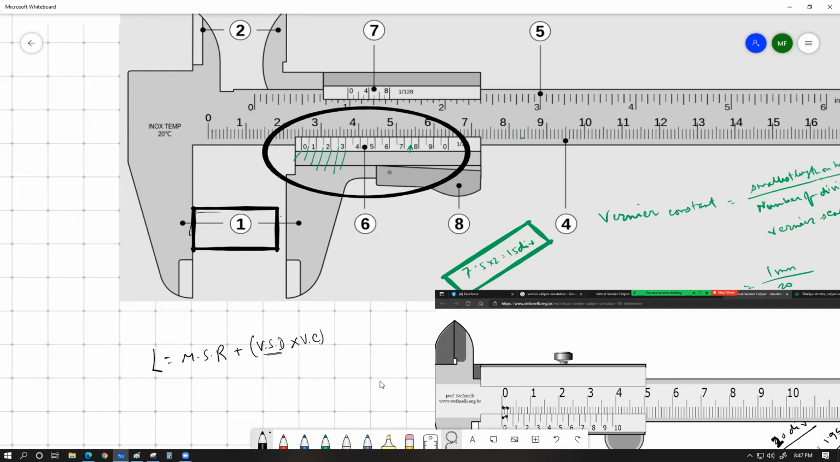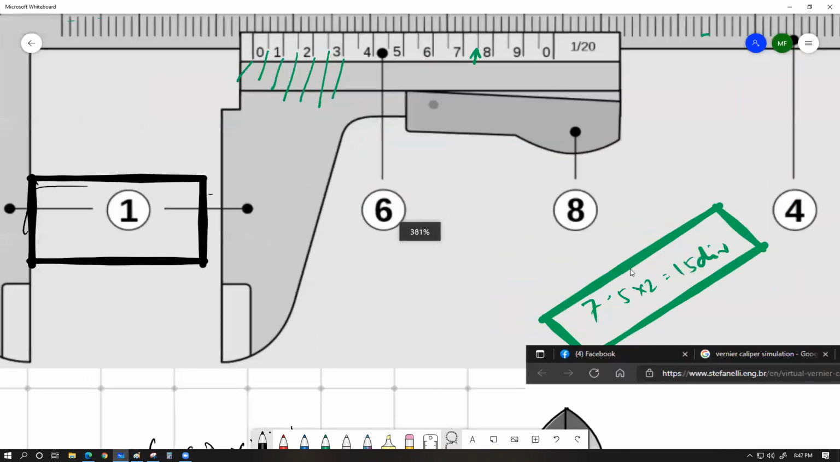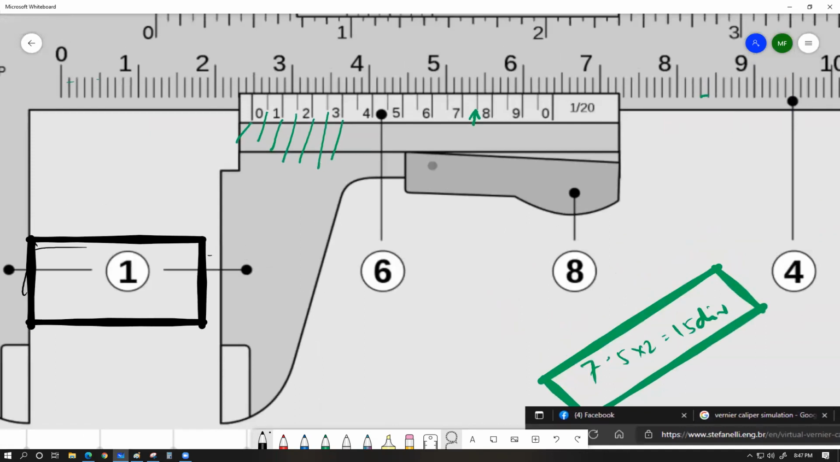For example, if we make an observation of this exact scale right now, let's find out what is happening. The main scale reading is always the left main scale value of the zero mark of the Vernier scale. Let me explain. Have a look at this figure. This is the zero mark of the main scale. This is the zero mark of the Vernier scale. This zero mark is in between which two marks of the main scale? This one and this one, right?